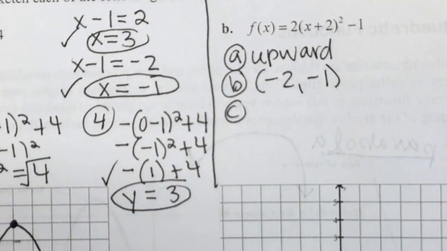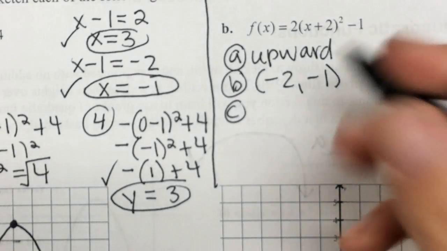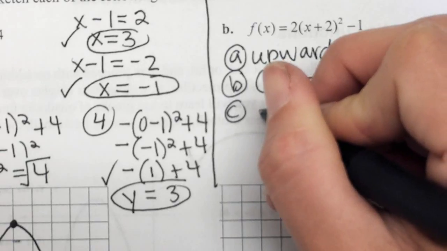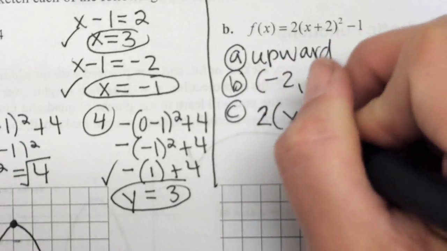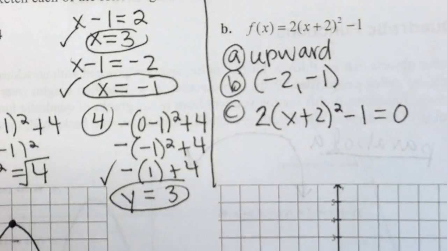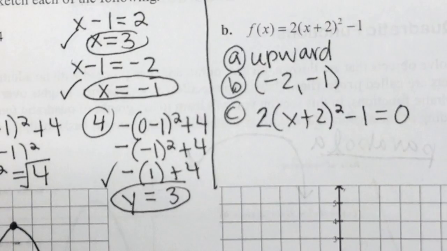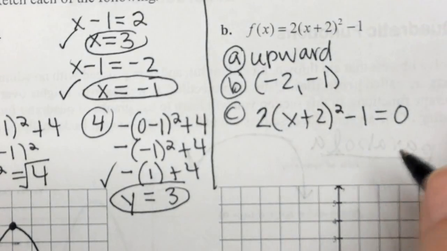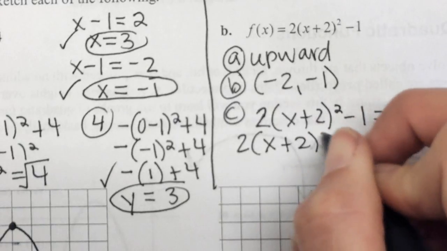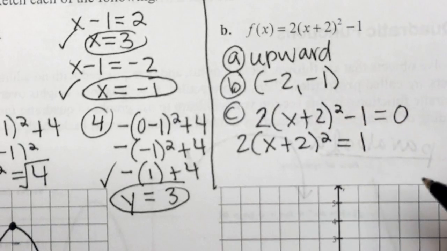Alright, now to find our x-intercept, Colby, we set what to 0? Yes. 2 times the quantity x plus 2 squared minus 1 equals what? Yes. Alright, Michaela, what do I do from here? Good. So I'm going to leave this. Add the 1 over. Then what?